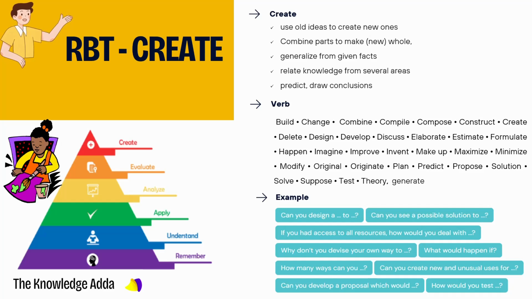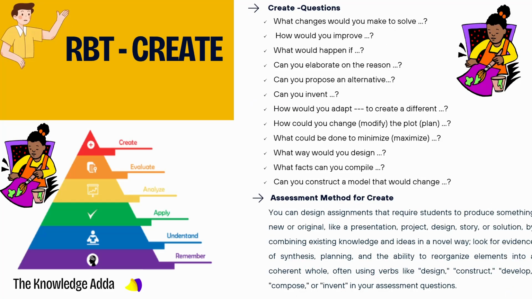And this type of question, like: can you design, what changes would you make to solve, how would you improve, what would happen if, can you elaborate on the reason, how do you adapt, can you construct. So you can design an assignment that requires students to provide something new and original, like a presentation, project, design, story, or solution, by combining existing knowledge and ideas in a novel way. Look for evidence of synthesis, planning, and the ability to reorganize elements into a coherent whole, often using words like design, construct.